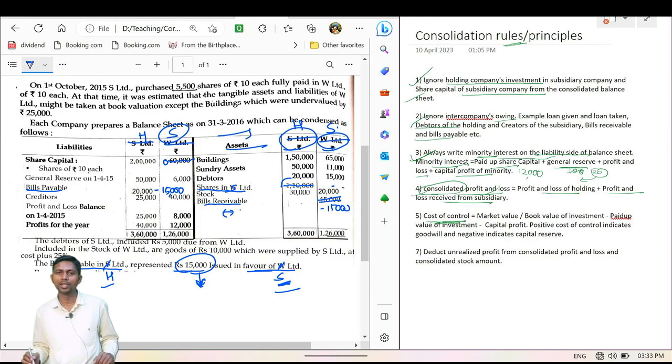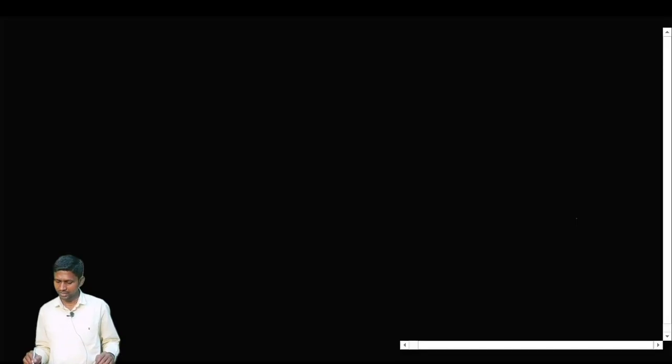Sometimes you will get a positive cost of control. Sometimes you will get a negative cost. The cost is 80, and sometimes you will give that company 90. Correct. If you are giving more, why are you giving more? Because of the goodwill of that company. What is that more? That amount, 90 minus your cost 80. The sales price or market value of investment minus the paid up value of investment minus capital profit is equal to cost of control. If that is positive, say that as goodwill. And if that is negative, say that as capital reserve.